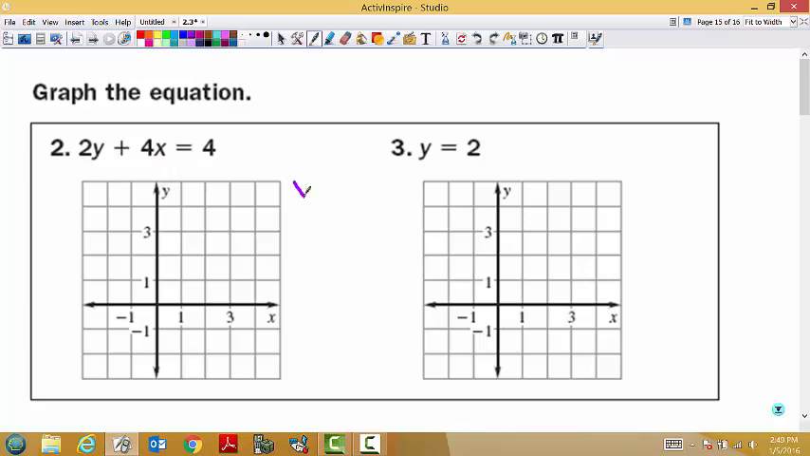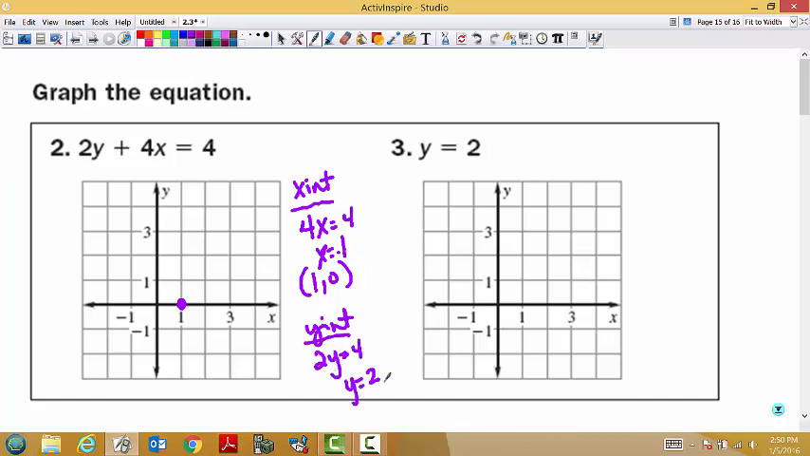Okay, you're back. I'm going to find my x-intercept. I'm going to cover my y. So I would have 4x equals 4. Divided by 4, x equals 1. So it's the point (1, 0). And then for the y-intercept, I would do 2y equals 4. y equals 2. So it's the point (0, 2). And then I connect my dots.